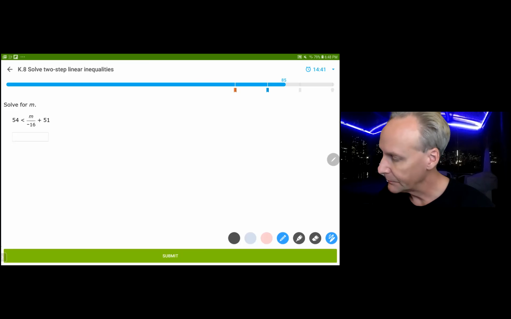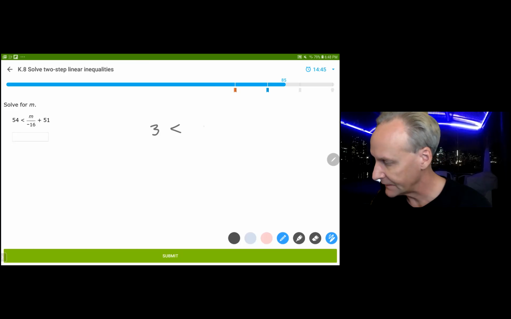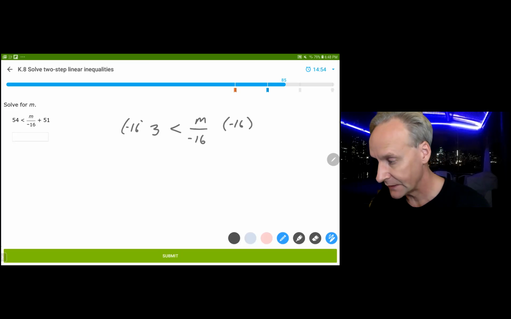Oh, I like this one. I'm going to subtract the 51, and I'm going to get 3 is less than m over negative 16. I'm going to multiply by the negative 16, and that is going to change my sign. Be careful. It's going to give me negative 48. My sign changes because I multiplied by a negative. Very important that you change the sign.